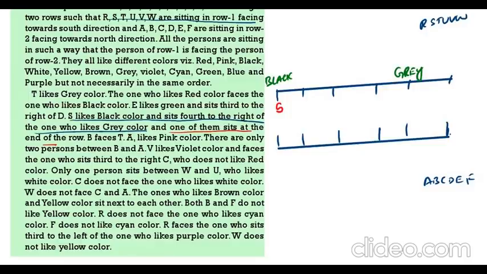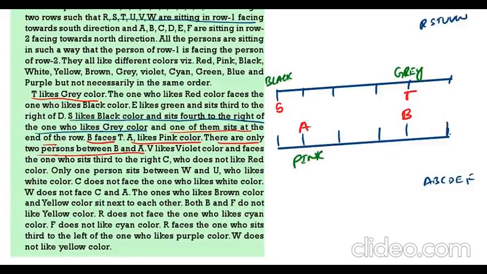Then B, then C. T likes grey color. T is liking grey. B faces T. Here we will get B. There are only two persons between B and A, so here we will get A. A is liking pink color. So A likes which color? Pink.